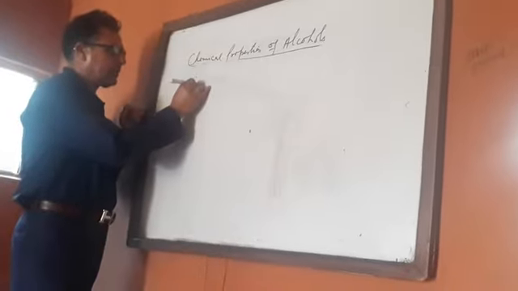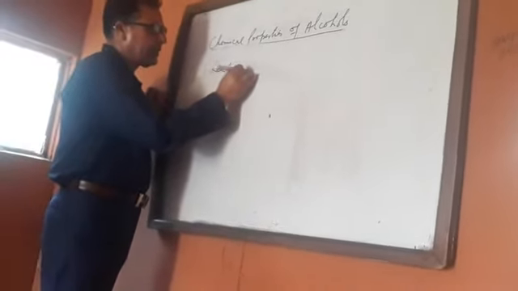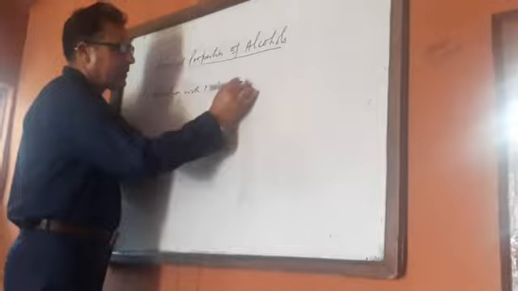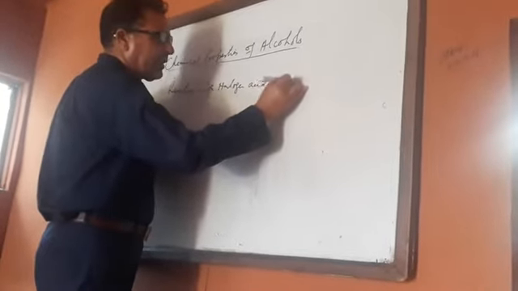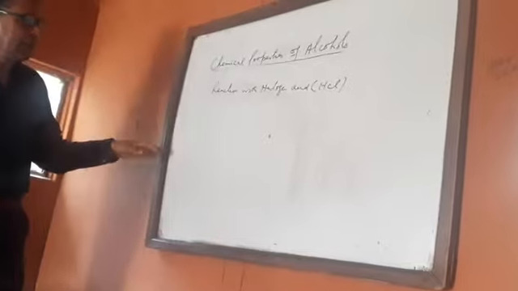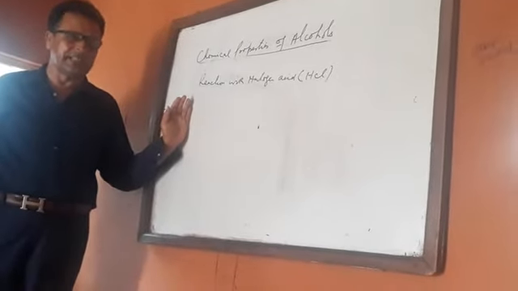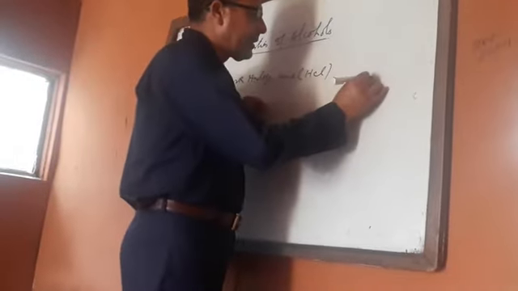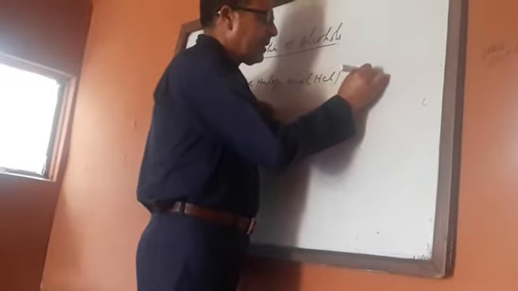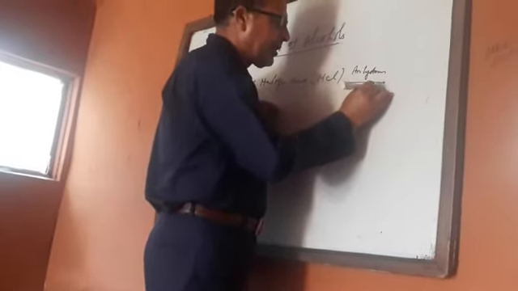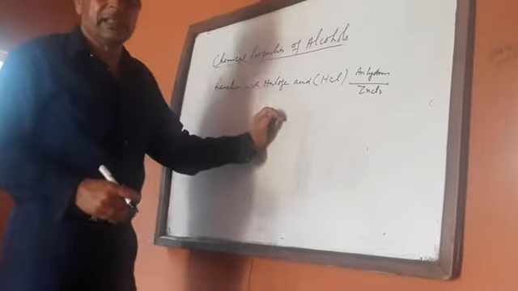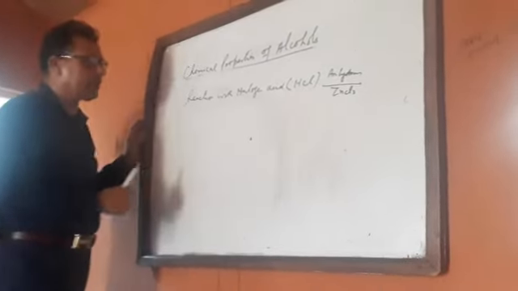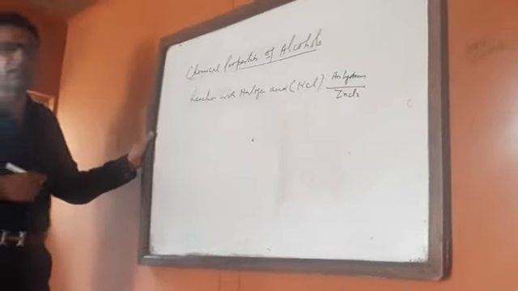So, reaction with halogen acids, that is HCl. Alcohols react with halogen acids in the presence of anhydrous zinc chloride. Anhydrous in chemistry means without water, to form the corresponding alkyl halide.